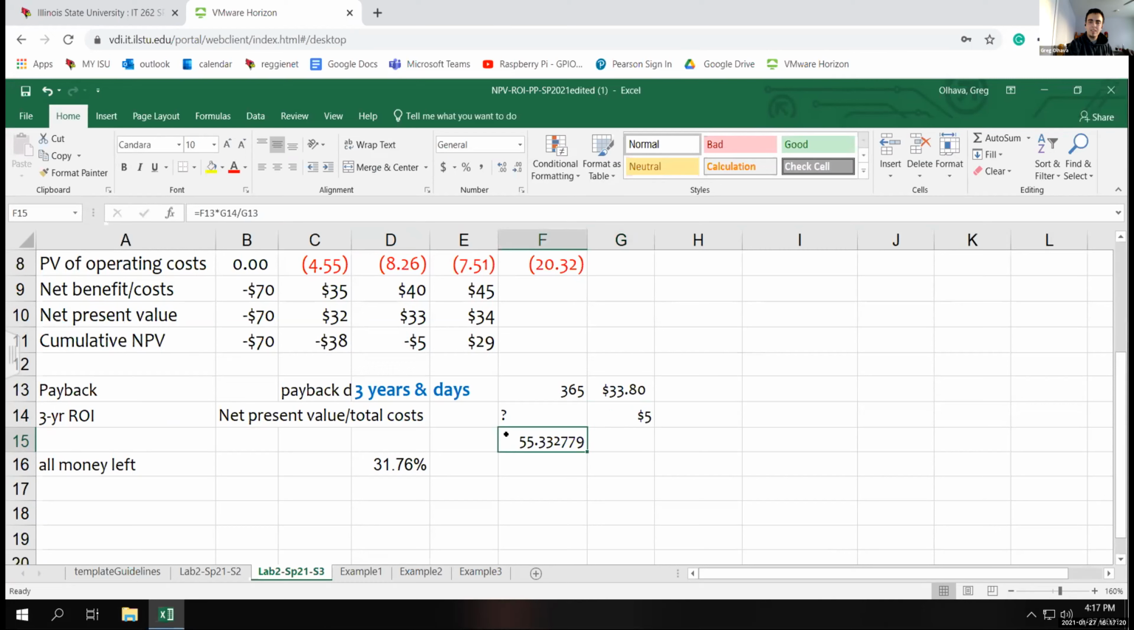Okay. This? That's payback period. Return on investment is there. D16. Okay. That's it. Good. You're done. Thanks. You're welcome.